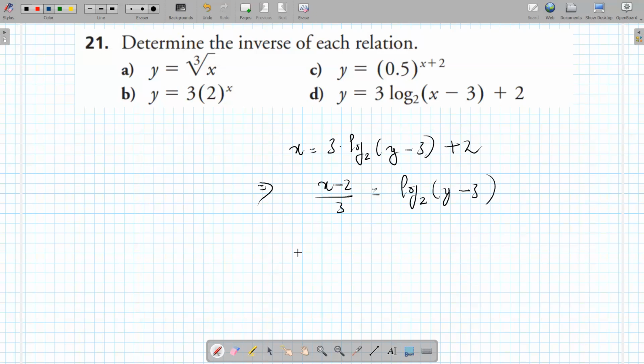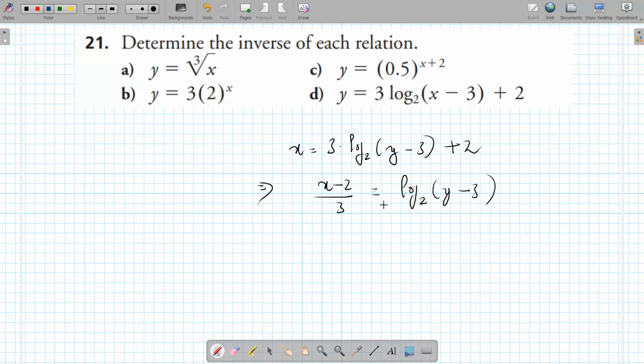You can't divide by log. It's like sine. You can't divide by sine. What I mean by that is if you have sine x equals 3, you can't say x equals 3 over sine. It has to have an angle. Same thing with this. Log needs to have something inside of its bracket.